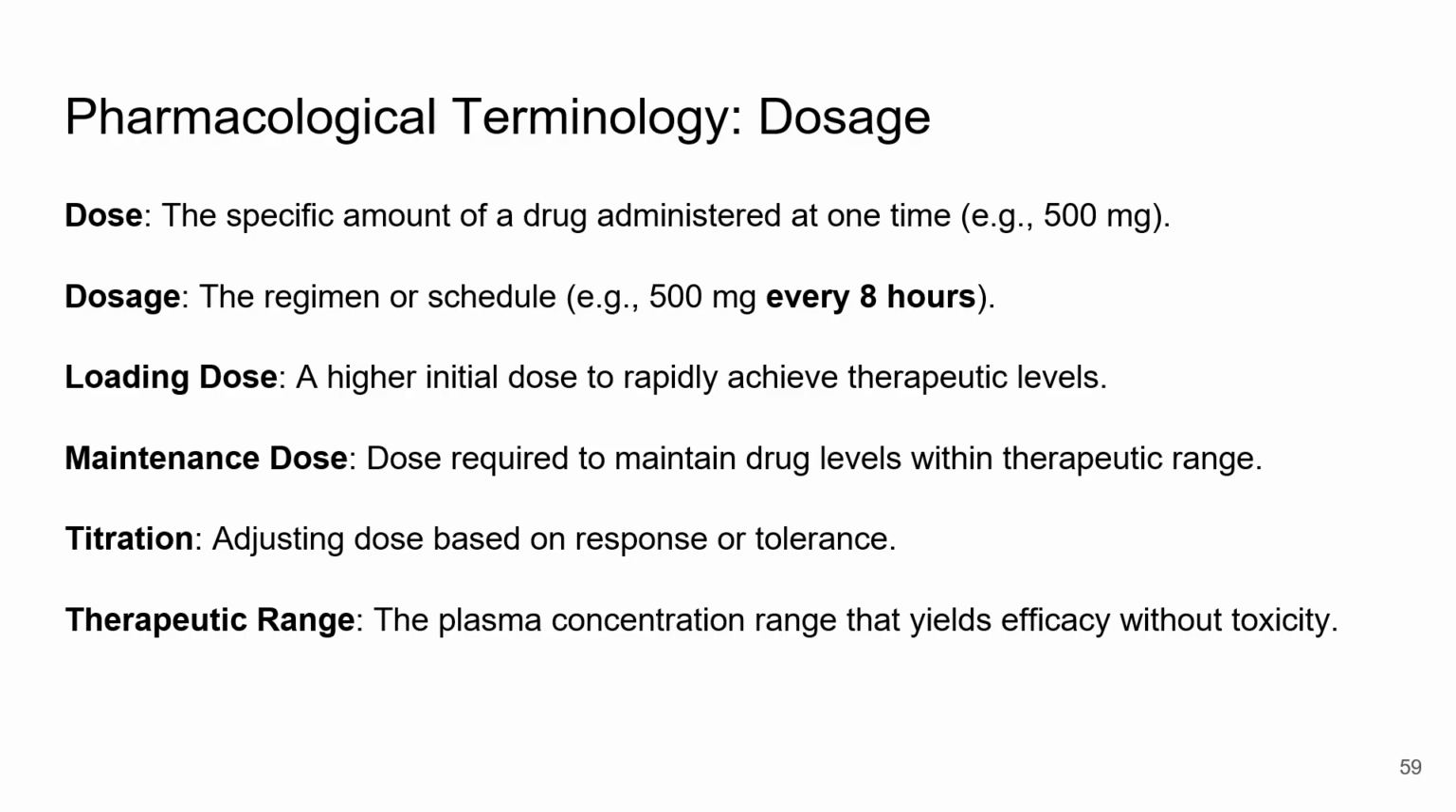A maintenance dose is the dose given afterward to keep the drug level stable over time. Titration means adjusting the dose gradually based on how the patient is responding or tolerating the drug. This is very common with medications that affect the heart, the brain, and blood pressure. These will all be titrated based on patient response. And then therapeutic range is the plasma concentration where the drug is effective without causing toxicity. So for safe prescribing, one of our main goals is to stay within the therapeutic range.